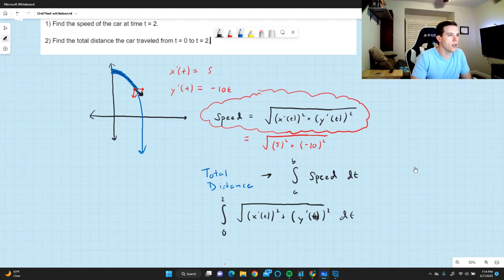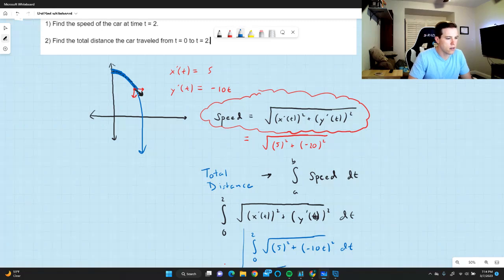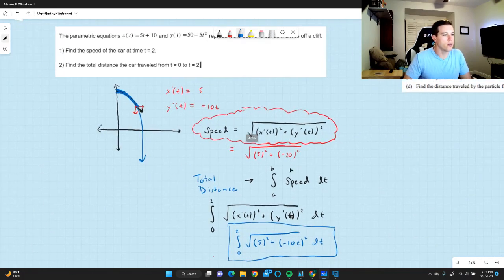And then you just plug everything in and let Desmos do these for you. Or a lot of times, all I want is the setup. So 0 to 2, x prime of t was 5, so again, that's just 5 squared. This one was negative 10t, and we are going to square that, dt. And that's it. That's all you have to do. So these two new components are literally just formulas, and basically they're the same formula, speed, and then you just accumulate speed to get the total distance.